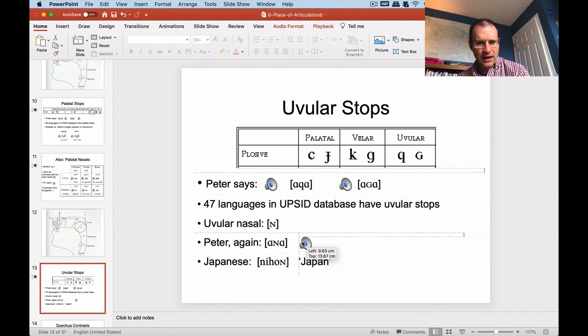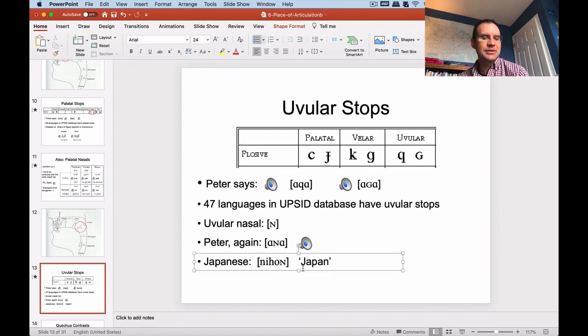Supposedly, Japanese can have this sound in final position. So a fun fact about Japanese is that the only segments which can appear in the coda position, at the end of a syllable or at the end of a word, are nasals, and there's basically one. And in some cases, it can be pronounced, I guess, as a uvular nasal, like Nihon, for the word Japan in Japanese itself.